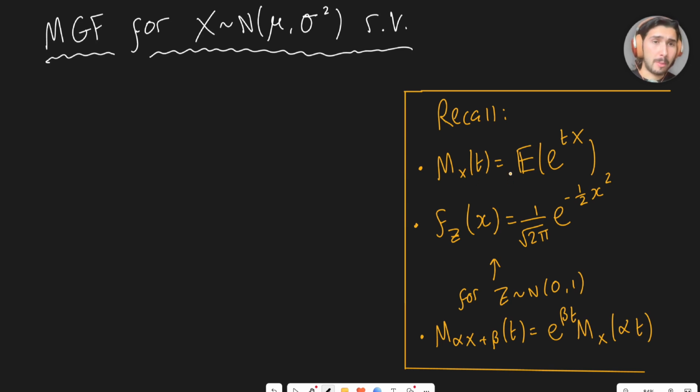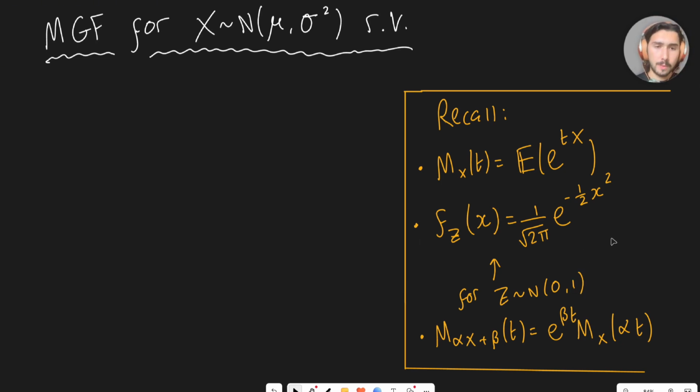So hopefully you're pretty happy with this. I've got loads of videos on moment generating functions. So this is literally just the definition of what a moment generating function actually is. Next thing is the second bullet point. This is just the probability density function for a standard normal distribution, okay? You don't even need to know the probability density function for a general normal distribution, which is what we're going to find in the video. You only need to know the standard normal distribution, which is pretty cool.